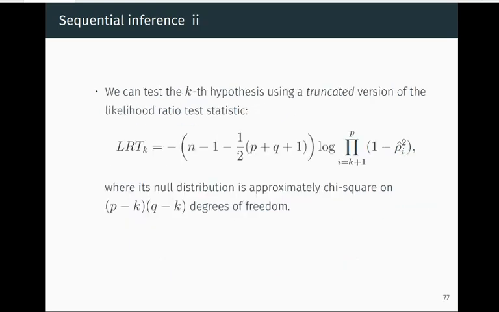And the way to do this, given the test statistics that we had, is to use a truncated version of the likelihood ratio test. So instead of using the product of 1 minus rho hat i squared for i going from 1 to p, we're going from k plus 1 to p. And the null distribution for this likelihood ratio test statistic with the Bartlett's correction is approximately chi-squared on p minus k times q minus k degrees of freedom.